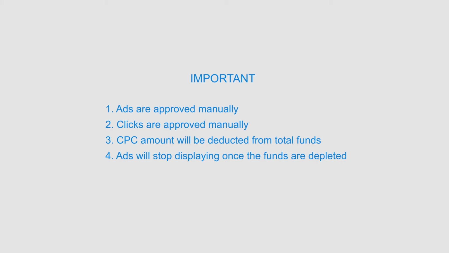Here are some important things to note with PPC ad campaigns. Ads are approved manually and it may take a few minutes to get approved. Clicks are approved manually to prevent fraudulent or invalid clicks, usually within the hour of when the click happens. CPC amount will be deducted from total funds available. When the funds are depleted, your ad campaign will stop running until more funds are deposited.